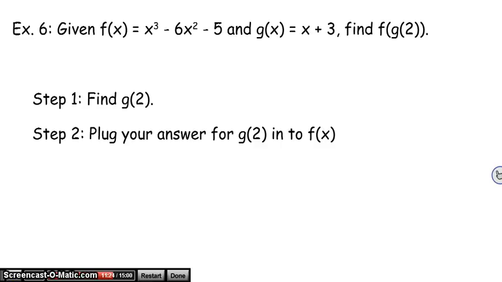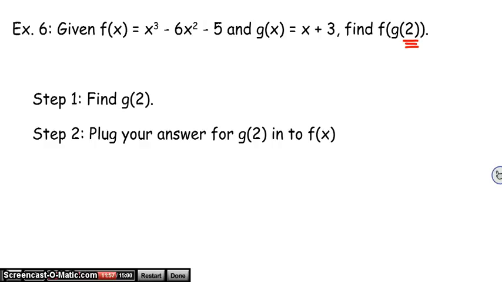Let's talk about what happens when we are finding a composition, but this time with a value. So if you notice, we're given two functions. F of x equals x cubed minus 6x squared minus 5. And g of x is equal to x plus 3. But this time, we're not finding f of g of x or g of f of x. We're finding f of g of 2. That means that g's variable is going to get replaced by 2. And then whatever we get from that, we're going to replace it into the f function. So let's take this a step at a time.